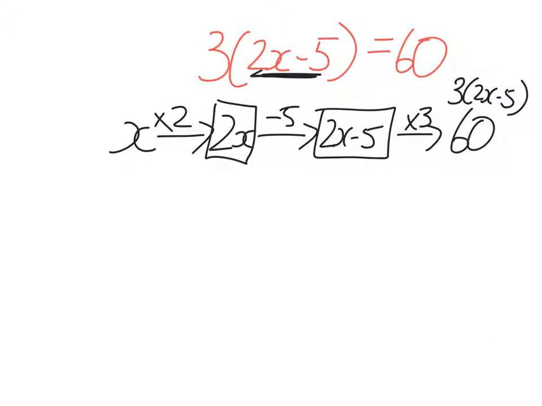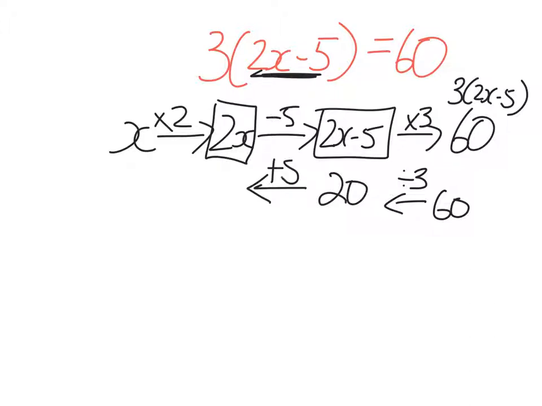So to solve it, I start with my answer, 60. Instead of timesing by 3, I divide by 3. Instead of subtracting 5, I add 5. So I get 25. And instead of timesing by 2, I divide by 2. And 25 divided by 2 is 12.5. So the answer here is x equals 12.5.